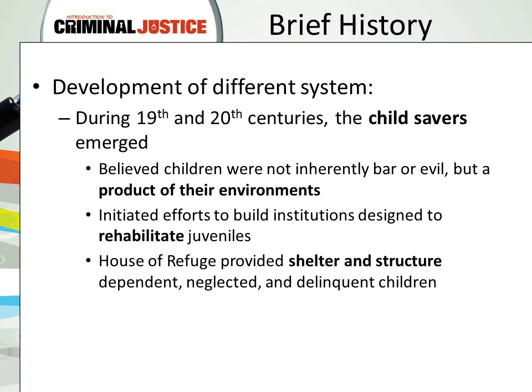During the 19th and 20th century, the child savers emerged. Basically, they believed that children were a product of their environments. In other words, if you were abandoned on the street as a child and you couldn't survive by any means besides stealing food, that's what you did. You stole food. And they initiated some efforts to build institutions designed to rehabilitate juveniles, such as the House of Refuge. They provided shelter and structure for dependent, neglected, or even delinquent children.